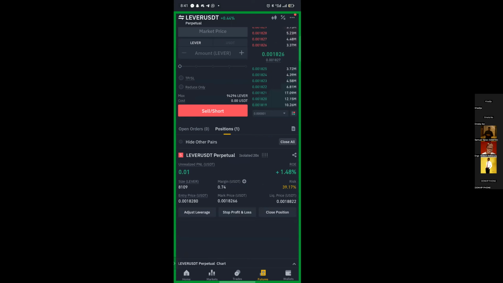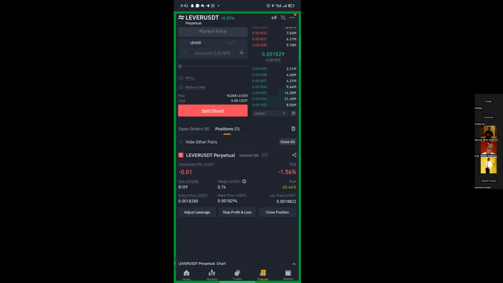And look at the market price. The market price of this coin is around 0.00182. And look at the liquidation price, 0.0188. So that means the liquidation price is closer to what? The market price. It's closer to the market price. So for me to reduce this, this is what they call risk management. Now my risk is very high because if this market flips, I'll lose everything here.